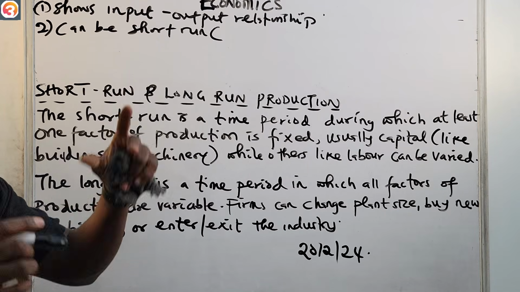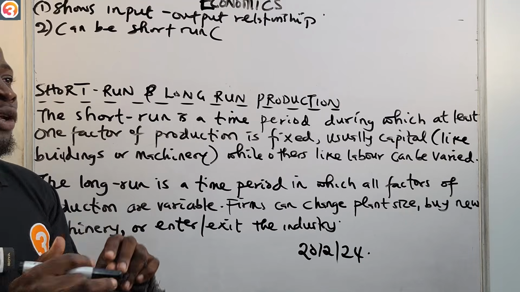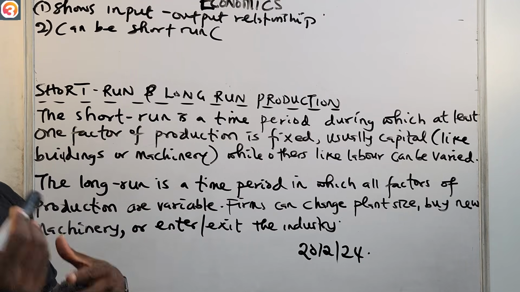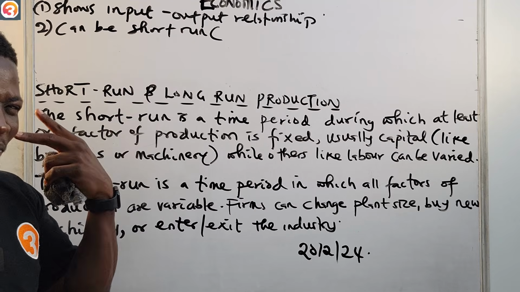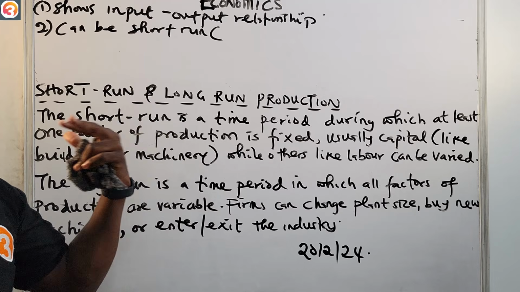So in the short run, some inputs are fixed. Usually the ones that are fixed are what? Capital, whilst others can be varied, that is labor. We'll talk about short run and long run production, we'll explain better and you will get better. If you come back to watch this again, you will understand far better.